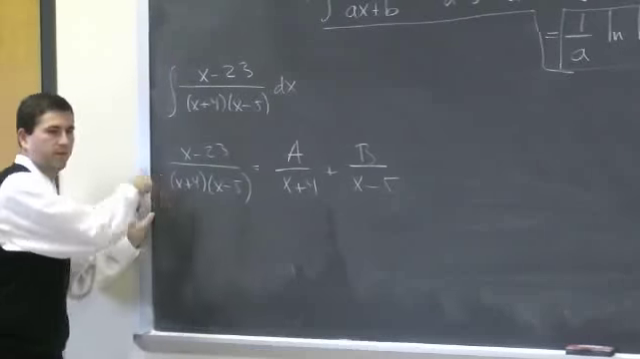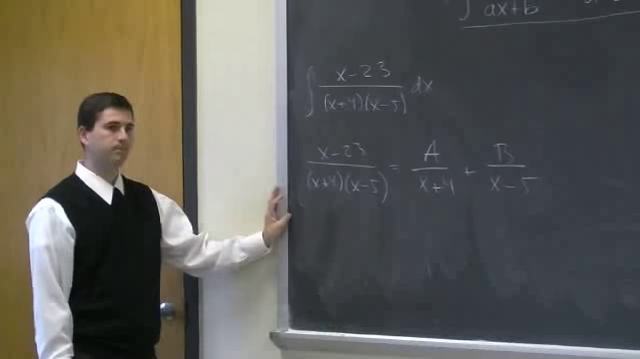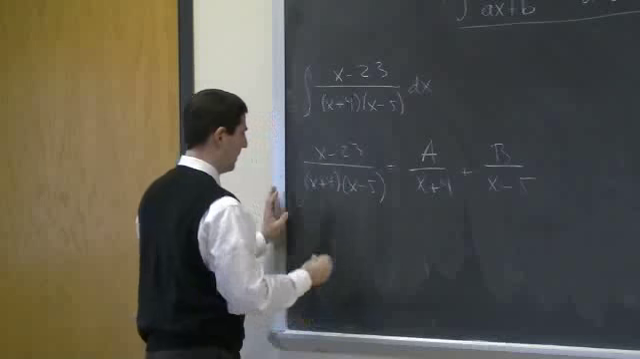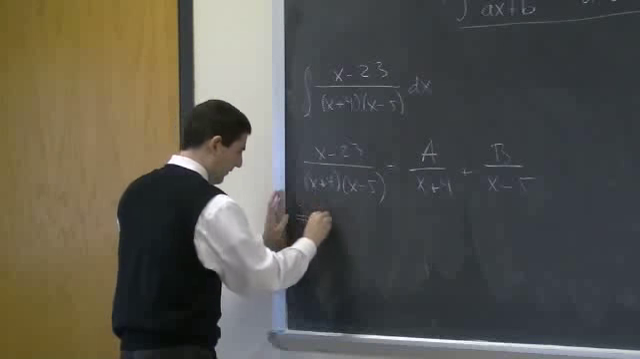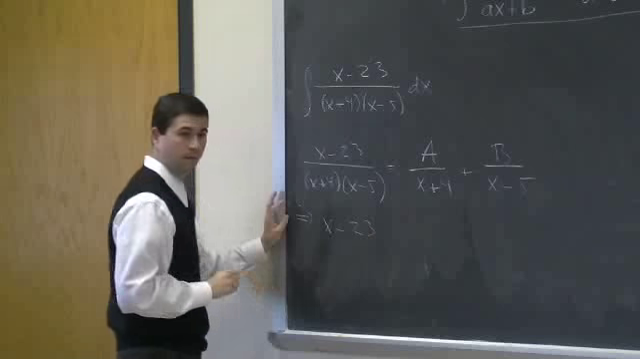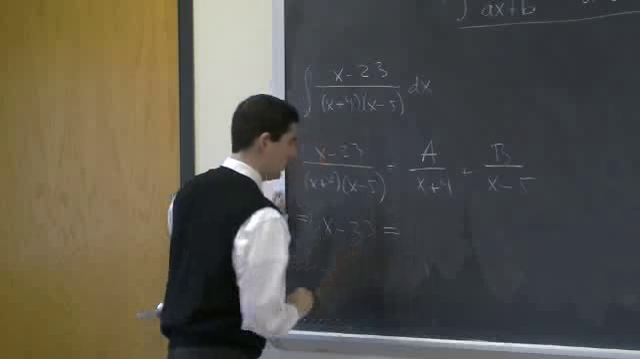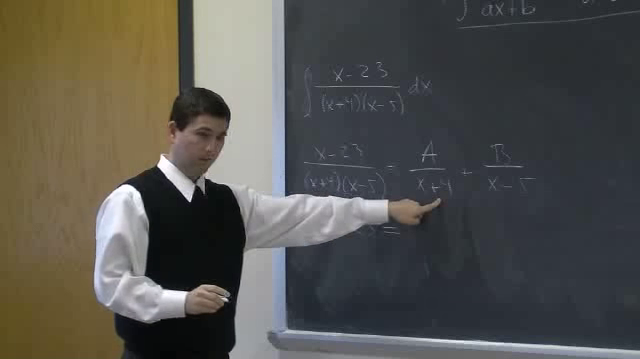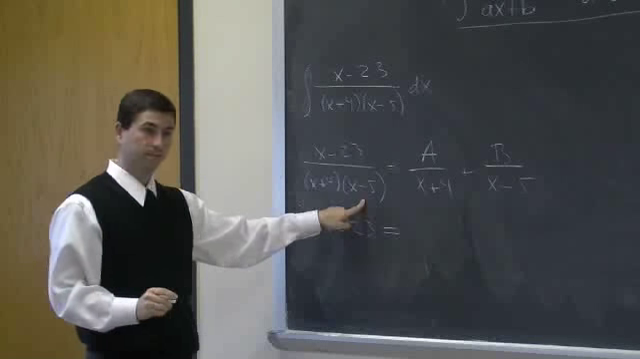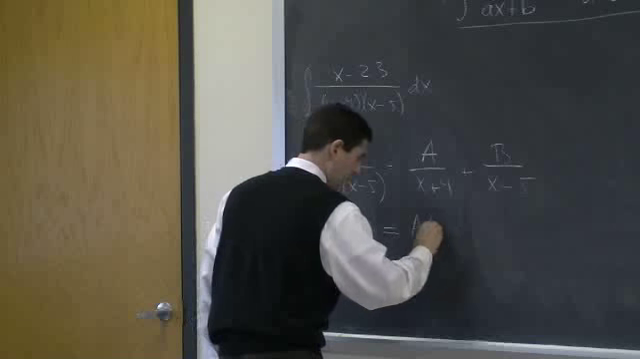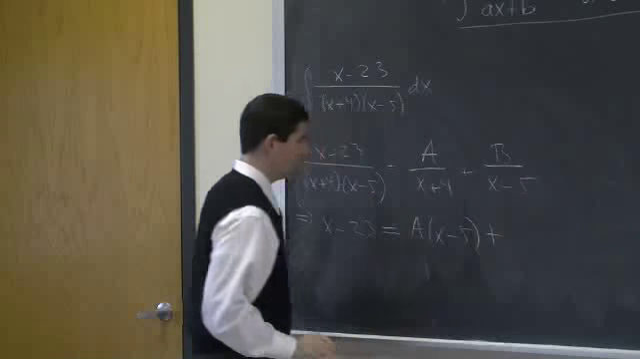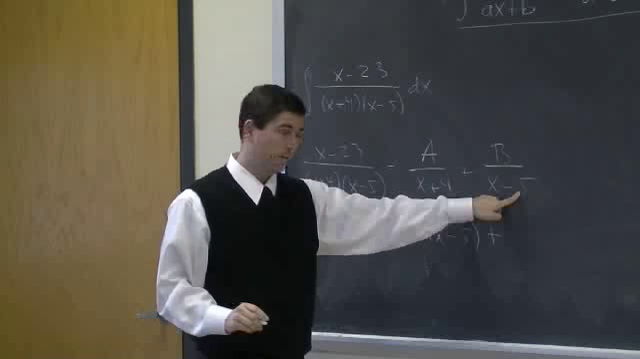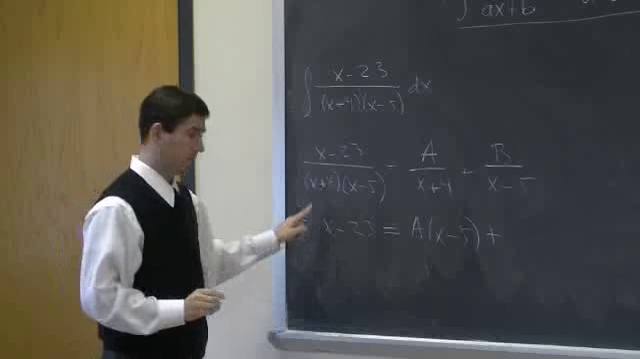All right, so how did we solve this problem last time? Yeah, we got rid of the fractions, right? We multiply through by the denominator. So if I do that on the left, I'm left with x minus 23. And on the right, let's see. This is going to kill the x plus 4, but it's going to leave behind an x minus 5. And this denominator will kill the x minus 5, but it'll leave behind an x plus 4.